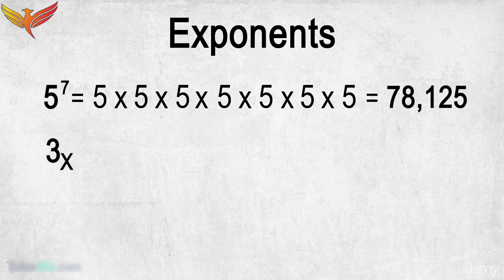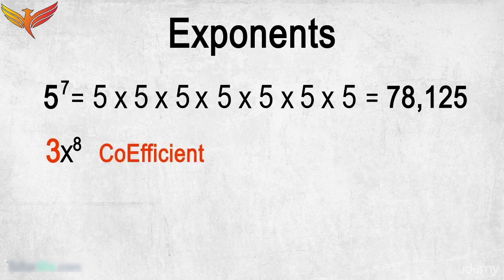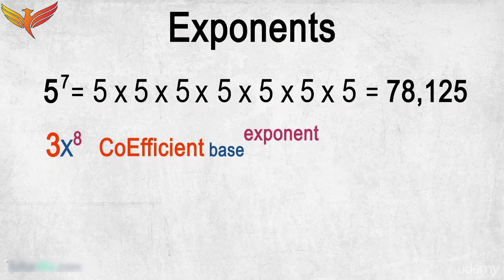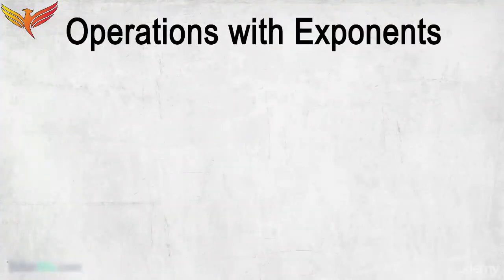In a term like 3x to the 8th, the 3, or the number in front of the variable, in this case x, is what we call the coefficient. The variable x is the base, and it's the number being raised to the exponent, and the 8th is simply the exponent. Let's get into operations with exponents.